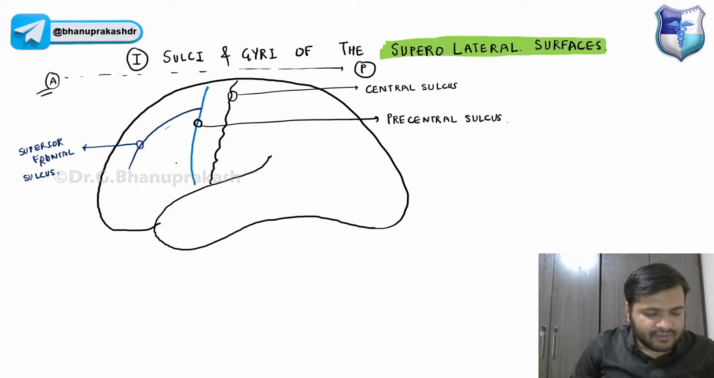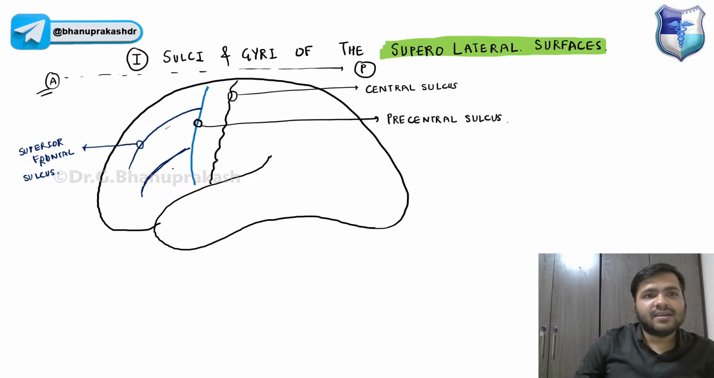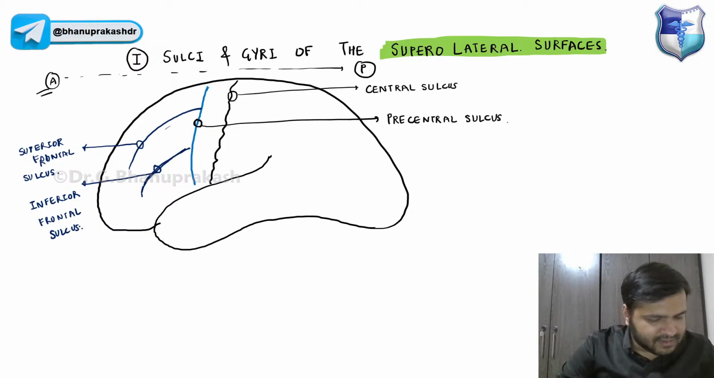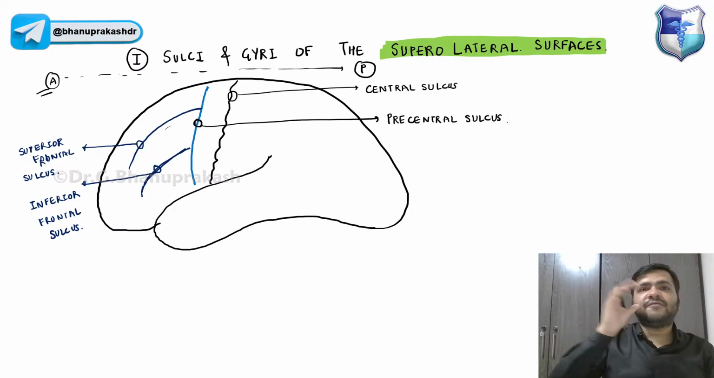And guys, we have another frontal sulcus which comes from the lower part of this precentral sulcus, and it also runs parallel, it comes forwards and downwards, below the superior frontal sulcus. You have to remember, it is the inferior frontal sulcus. Now, is it clear, guys? Just give me a thumbs up if the sulci of the frontal lobe are clear.